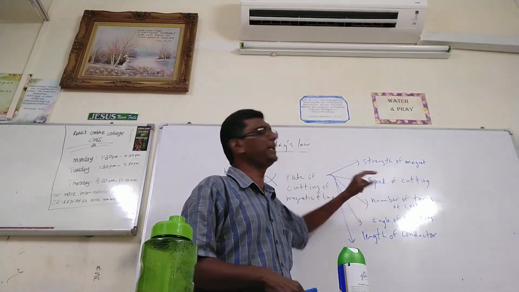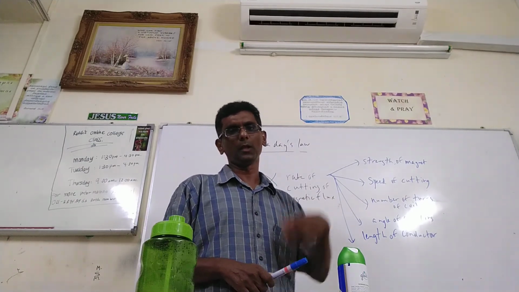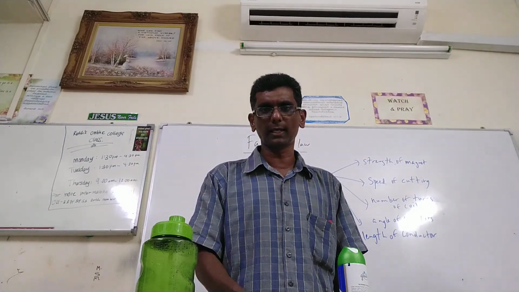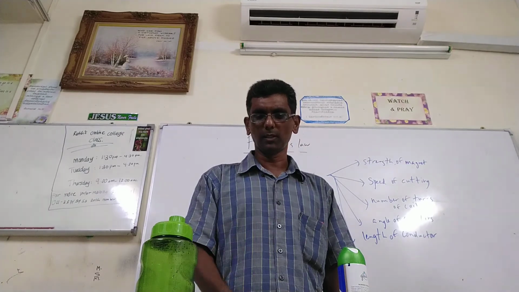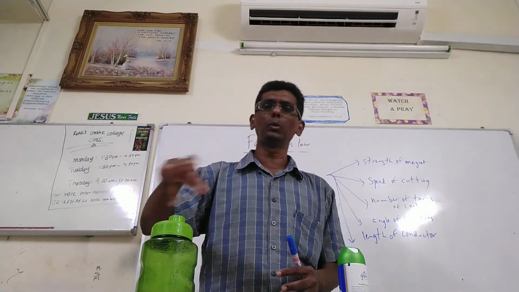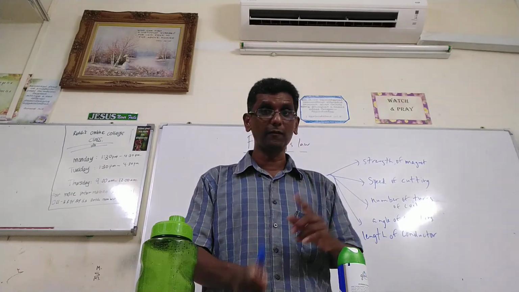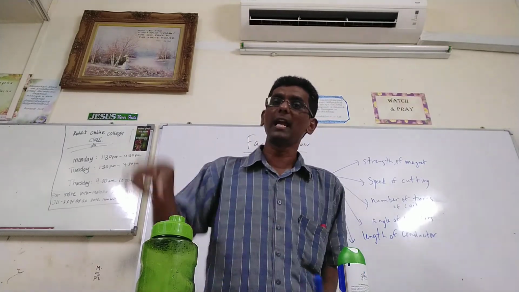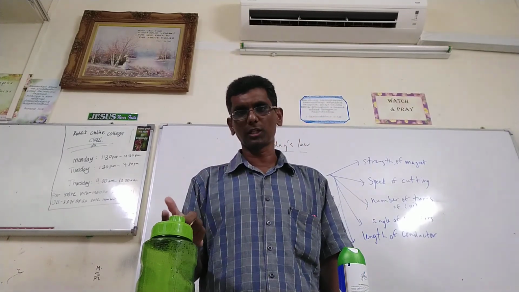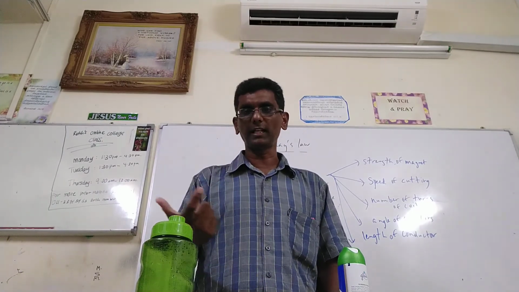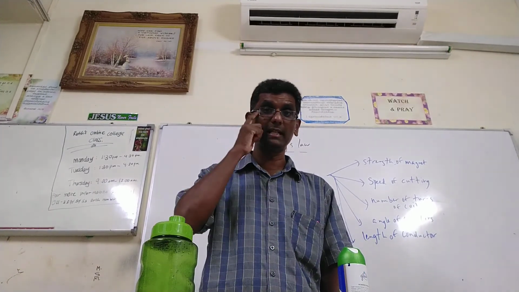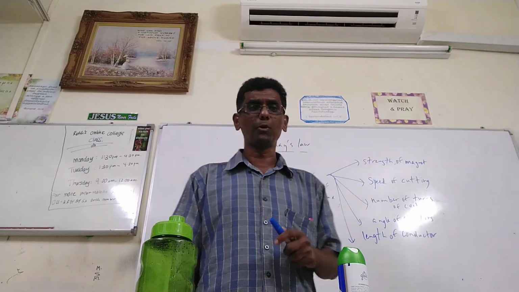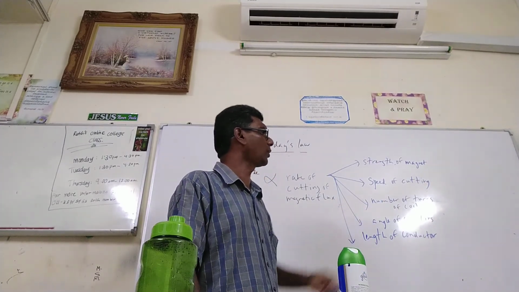Next one, speed of cutting. If you cut slowly, you produce 20 volt, 30 volt like that. But if you cut relatively fast, you cut the flux faster, so you produce a higher voltage, 100 volt, 200 volt. Speed of cutting increases, higher voltage is produced.